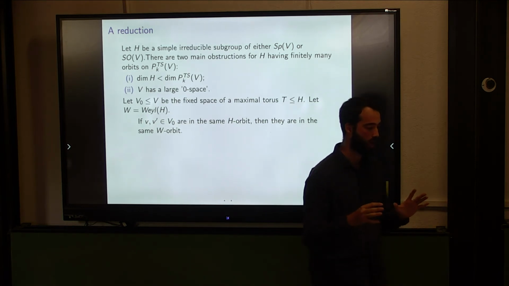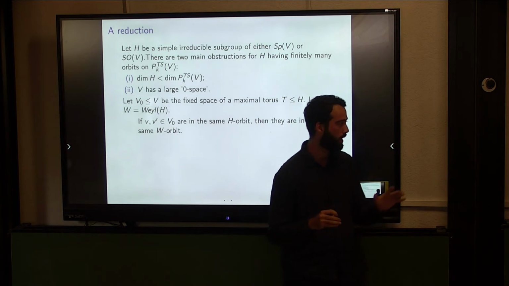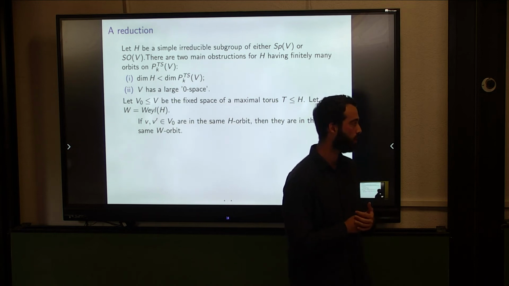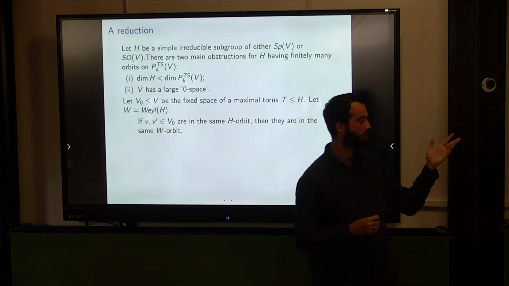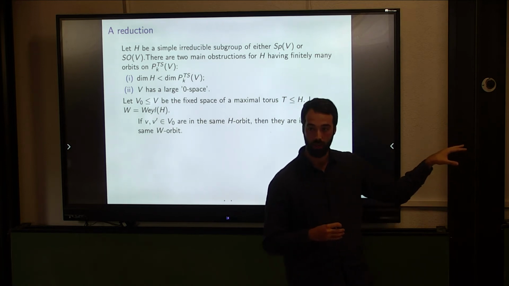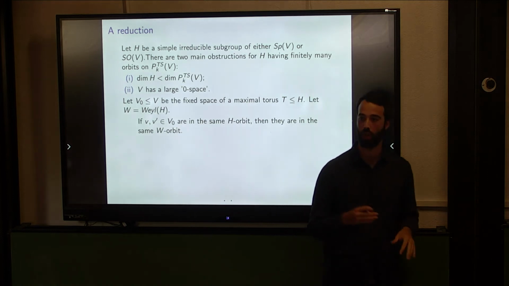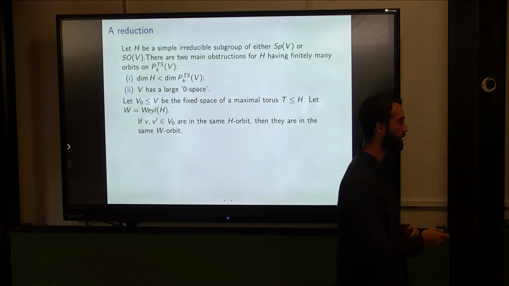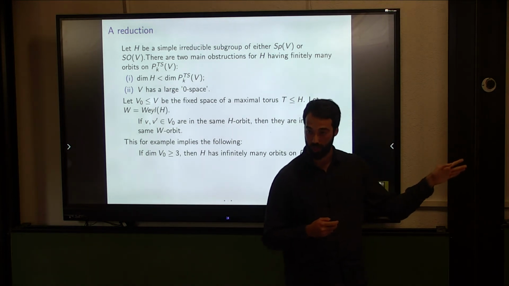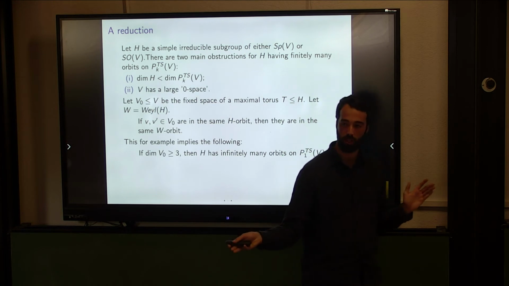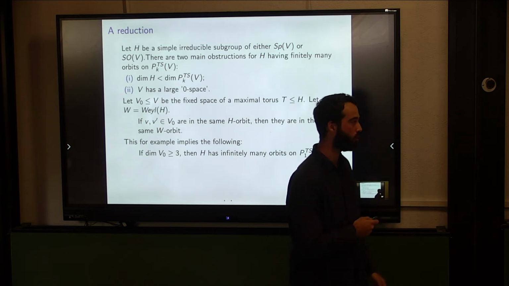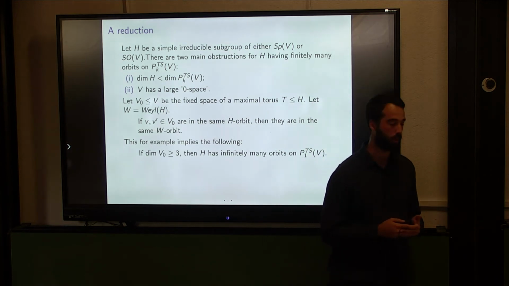Okay, why is this useful? We have W, which is a finite group, and so the action in the zero space is controlled by this finite group. So whenever we have infinitely many of the objects we're acting on sitting inside the zero space, we know that H cannot have finitely many orbits on the whole variety. For example, if the dimension of the zero space is at least 3, there are always infinitely many singular one spaces, and so H in general is going to have infinitely many orbits on the variety of singular one spaces.